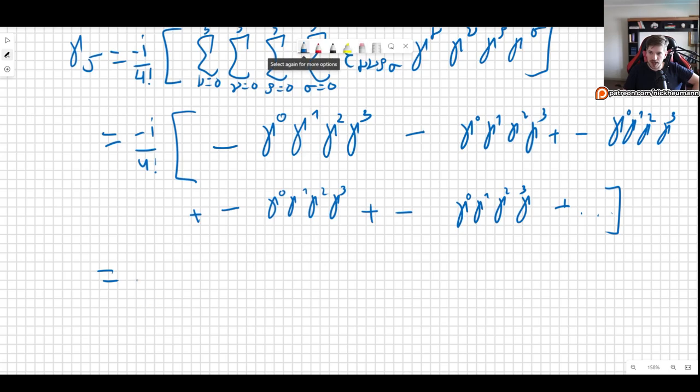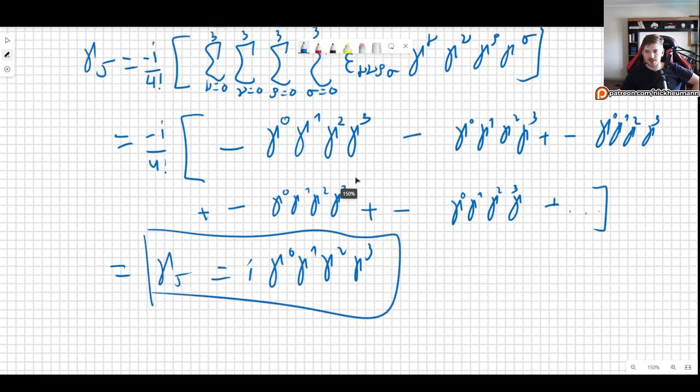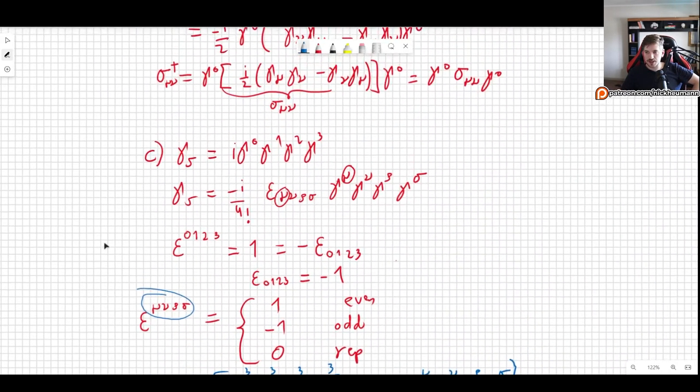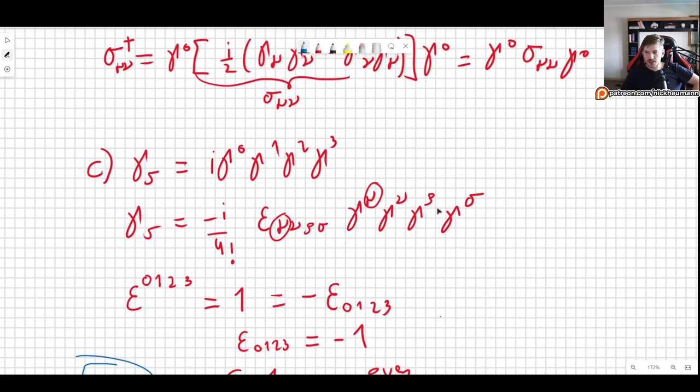So that means that when we add them together, we have minus i over 4 factorial times minus 4 factorial gamma 0, gamma 1, gamma 2, gamma 3. And the negative signs cancel out, the factorials cancel out, and we get that gamma 5 is equal to this, which is precisely what we had defined. Okay, so now we know that if we want to write down gamma 5 in a more general expression, we can use that one right there. So that is part C. Let's now move on to part D.